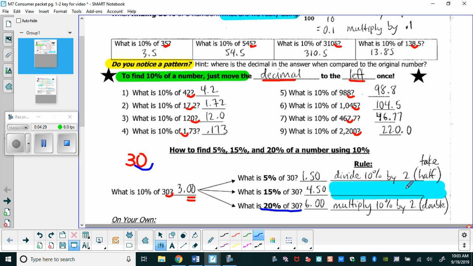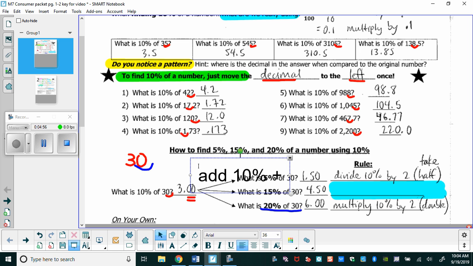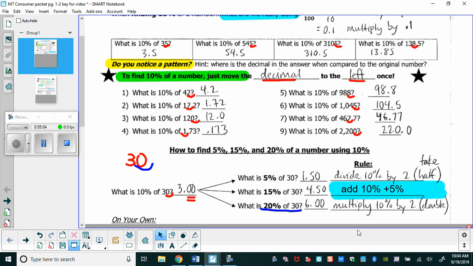Now you'll notice that I left this rule part here blank because I wanted you to decide how you'd find the 15%. Some people are just going to take this 3 and add it to the 1.50 because 10% plus 5% is 15%. And if that's you, all you're going to be putting over here, I'm just going to type it. If that's your rule, you're just going to say add 10% plus 5%. All right? Boom, that would be your rule.